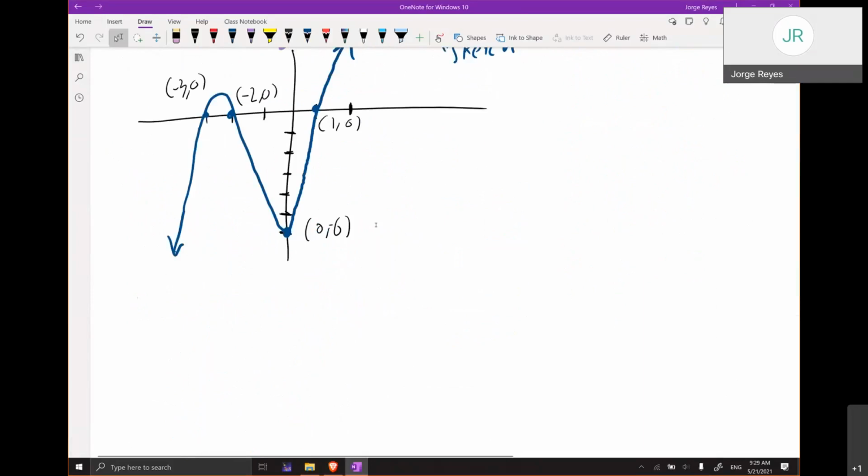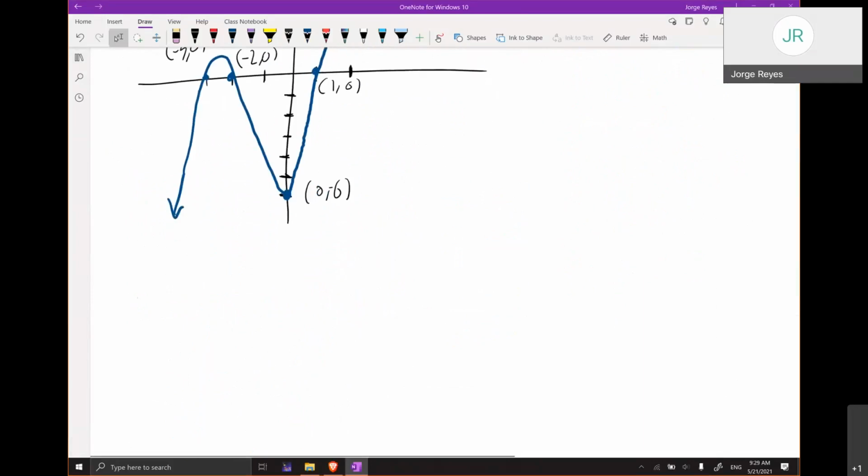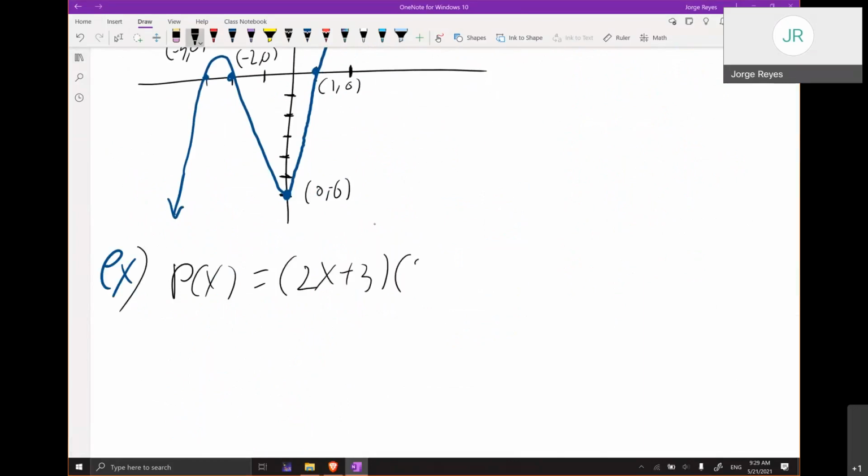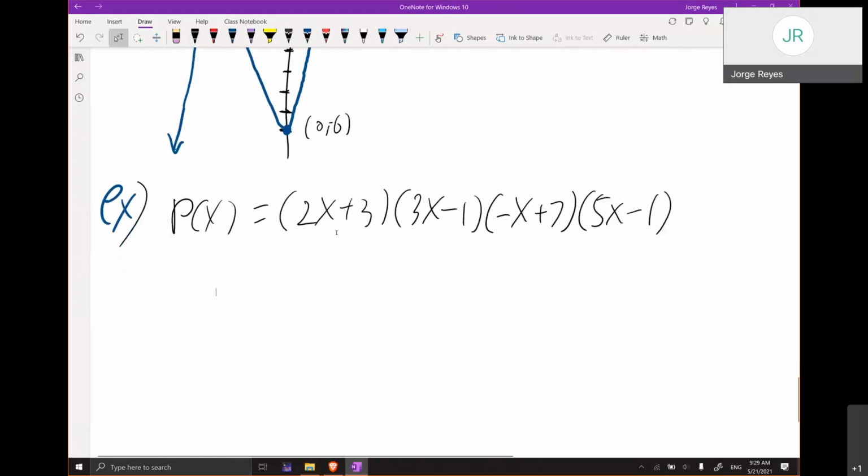So here, example. So I'm gonna make this one just a little bit harder. So this, minus x plus 7, 5x minus 1. Okay, so this just looks like a mess, right? All right, but we can graph this. Okay, so step 1, what are the zeros?